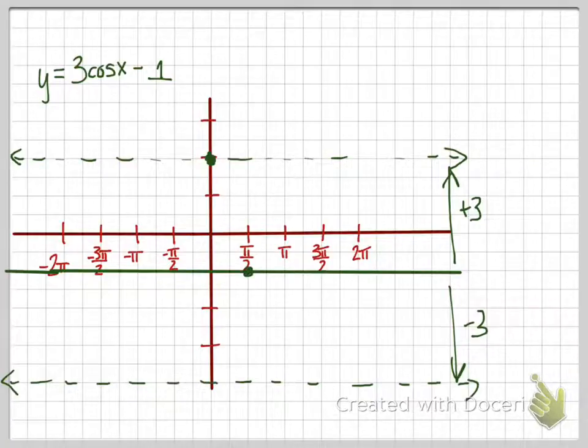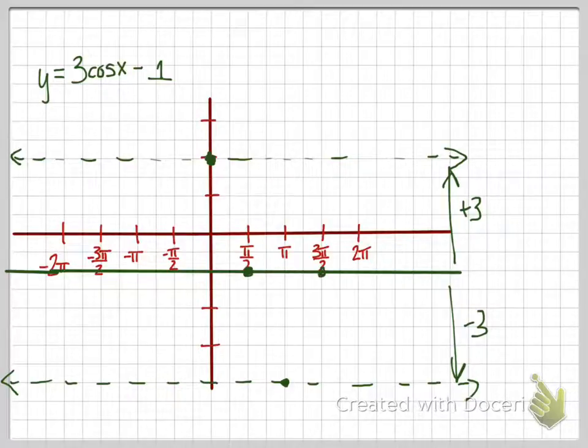Okay, my next point when I'm at pi, I'm at -1. So I'm supposed to go down one space from the median line, but now I'm going to go down 3 spaces from the median line because my amplitude has changed. And if you check it out, if you do the cosine of pi, you get -1. -1 times 3 gives you -3. -3 minus 1 gives you -4. And it is 1, 2, 3, 4 spaces down from the origin. So we are in the correct spot.